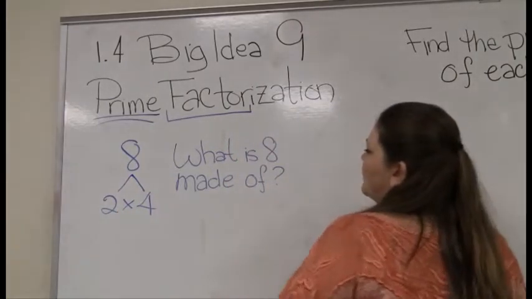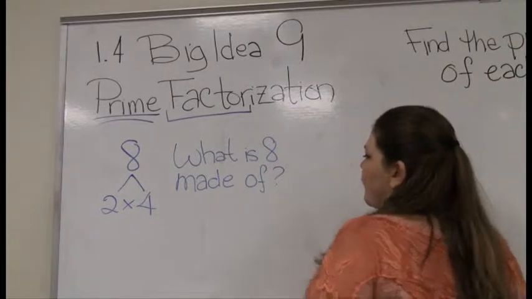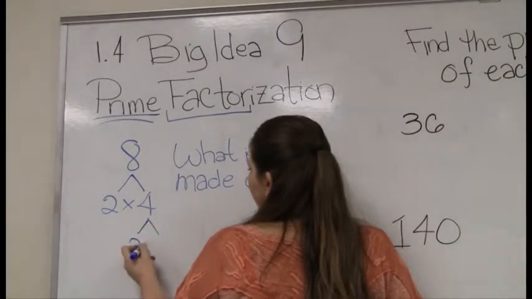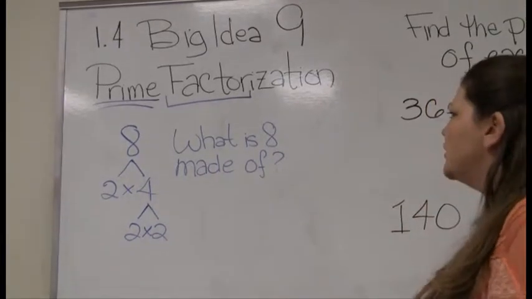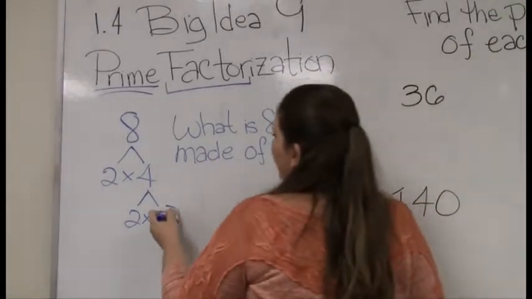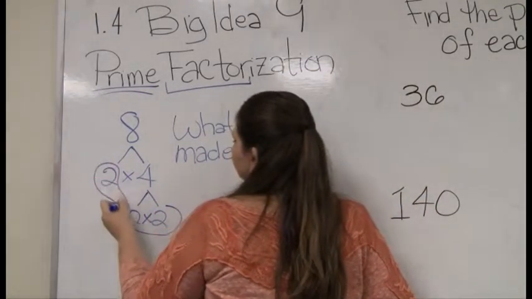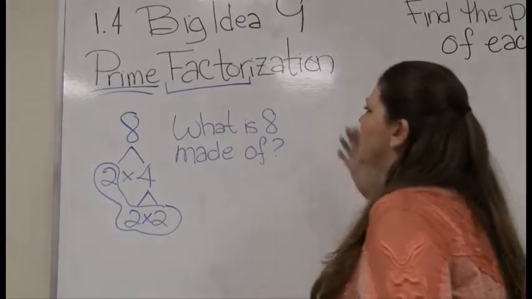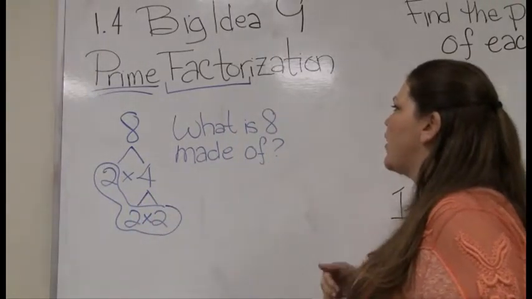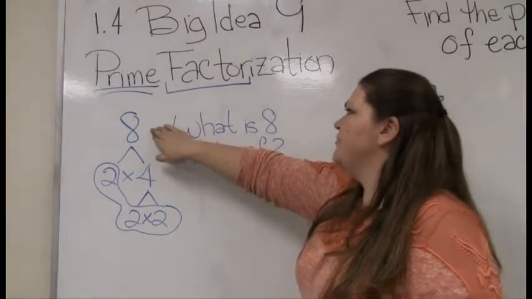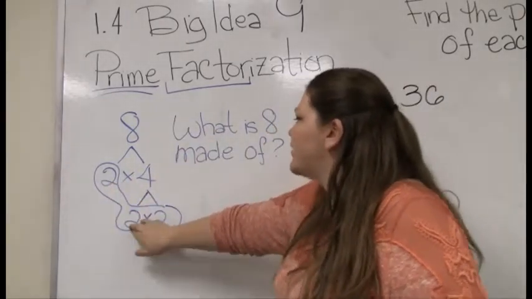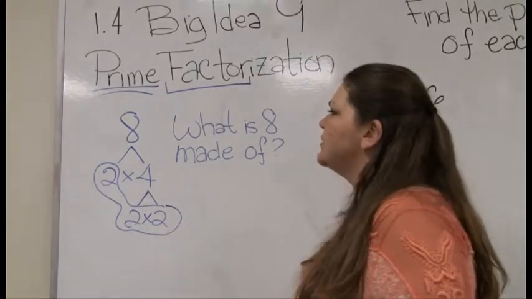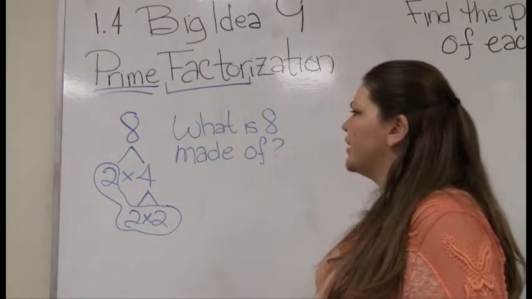And then I kept going with the 4. I said that 4 was made of 2's. It also was 2 times 2. And so what I learned then was I said, oh, look at that. 8 is made entirely of 2's. What I've just done here is what we call a prime factorization. I've taken a number, in this case 8, and I've broken it down to its prime factors. I've gotten it as small as I can get it without being broken any further.